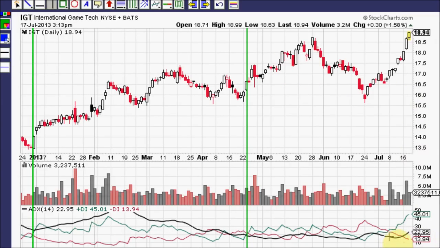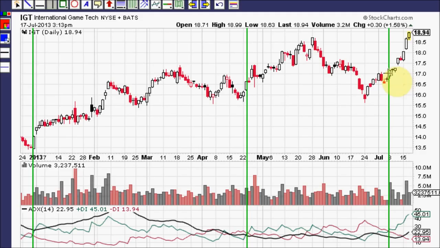Here's another DI plus crossing up through the DI minus. Stock ran from about $17 to almost $19 on that particular crossover. And as you can see, the DI plus started moving up sharply while the DI minus started moving down sharply. And in this case, the chart pattern was a bullish cup and there's the handle, which is a bullish chart pattern.